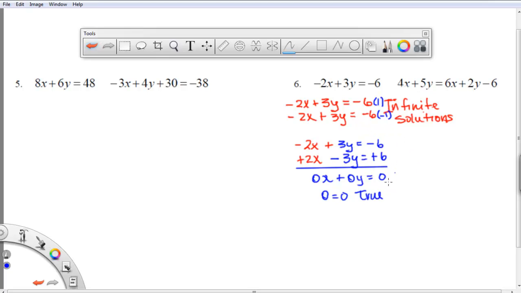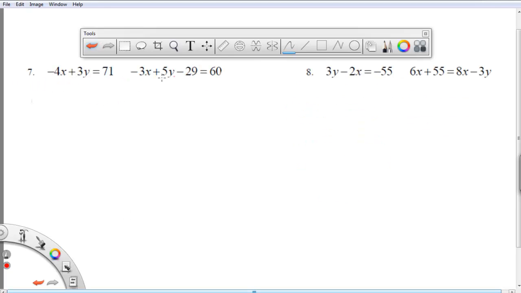Okay, so you'll have this case sometimes. Now the next equation that I think we're going to do is probably number 7. So let me pause the video and we'll go ahead and pull up problem number 7.